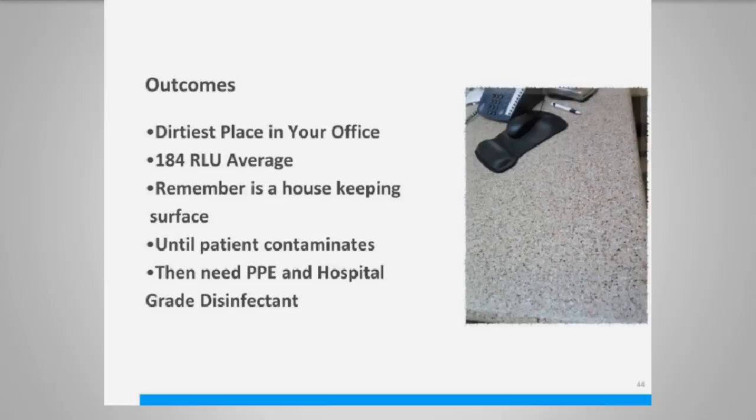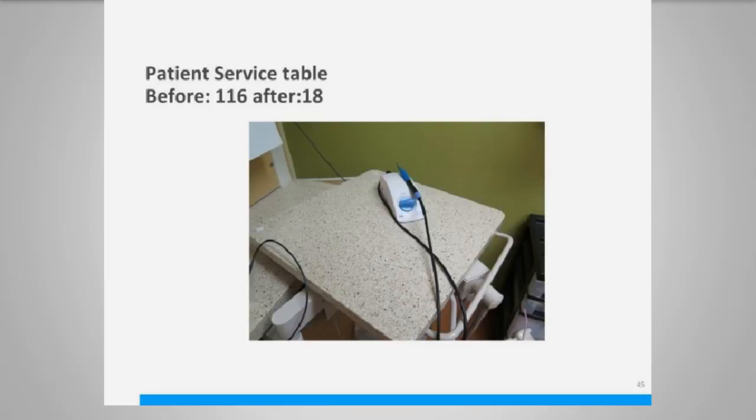That area is an area for all of you to stay safe. The people in the back have that personal protective equipment. The people working in the front don't. So we've got to keep people safe. Second place we're going to look at, this is the patient service table. In some offices, the average came out to 116 and after 118. But in some offices, this was actually one of the dirtier places in the office. Remember, we want to make sure that we're keeping this place very clean because this is where we're going to be putting items that go directly into the patient's mouth.